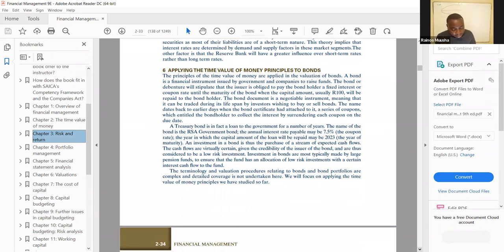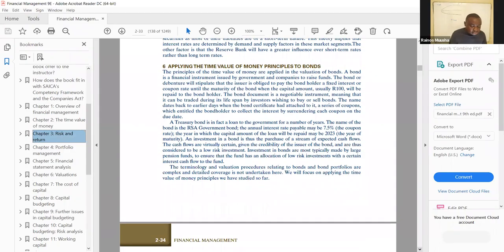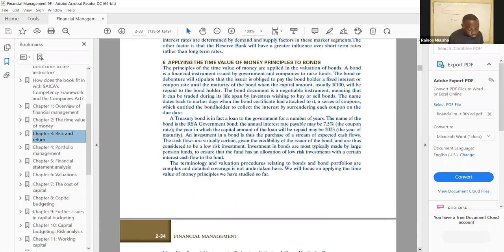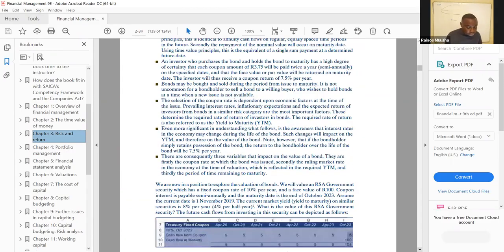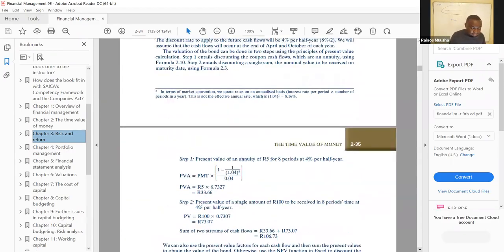Section 6 looks at applying the time value of money to principals or bonds. Don't worry much about it. We're going to look at it in detail, and when it makes more sense, in chapter 6, where we look at valuations of equity and valuations of debt financing. And one of the debt financing instruments is what? Bonds. So just take note of it, but don't worry much about it, because we're going to look at it in detail in chapter 6.